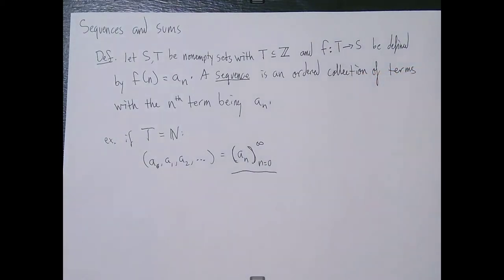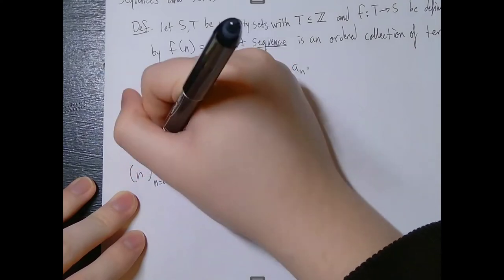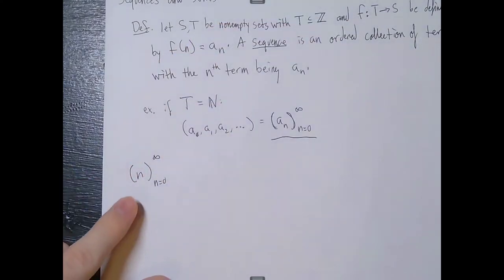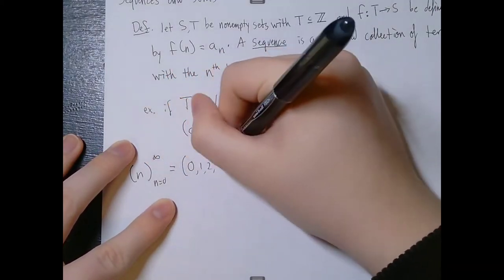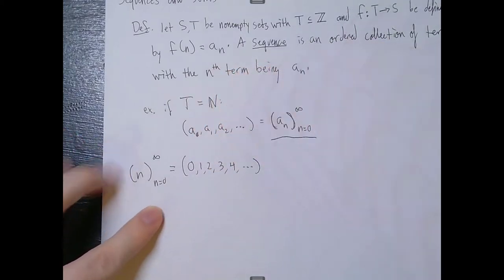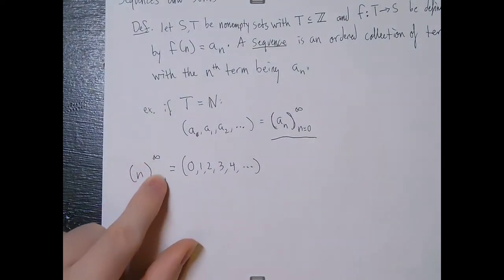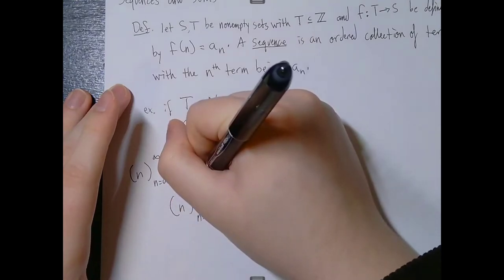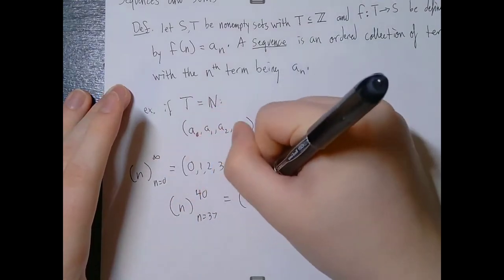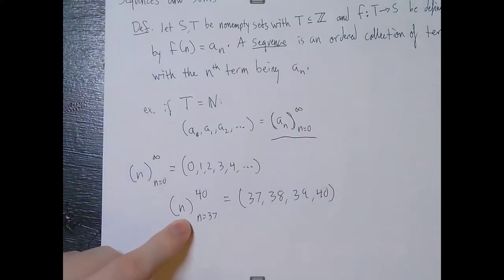So an example of this is we can take a look at n, from n equals 0 to infinity. What this is going to say is, let's take the sequence of all values of n starting at 0 and going to infinity. So this would be equal to the sequence 0, 1, 2, 3, 4, and so on forever. What we can actually do is put whatever values we want for this base value and for this top value. So for example, n from n equals 37 to 40 would be the sequence 37, 38, 39, and 40.